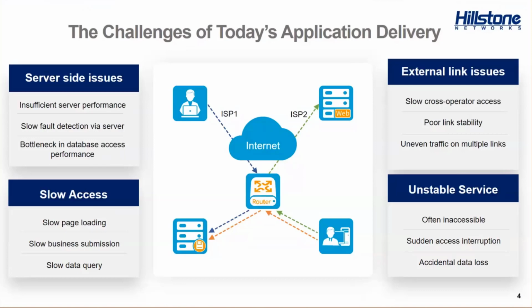So how do we address these unacceptable issues? We need to build redundancy on the server side, and we need to build redundancy on the external links on the network side. And this is where ADC comes in. ADC can help you simultaneously build a redundant server and a redundant link deployment.